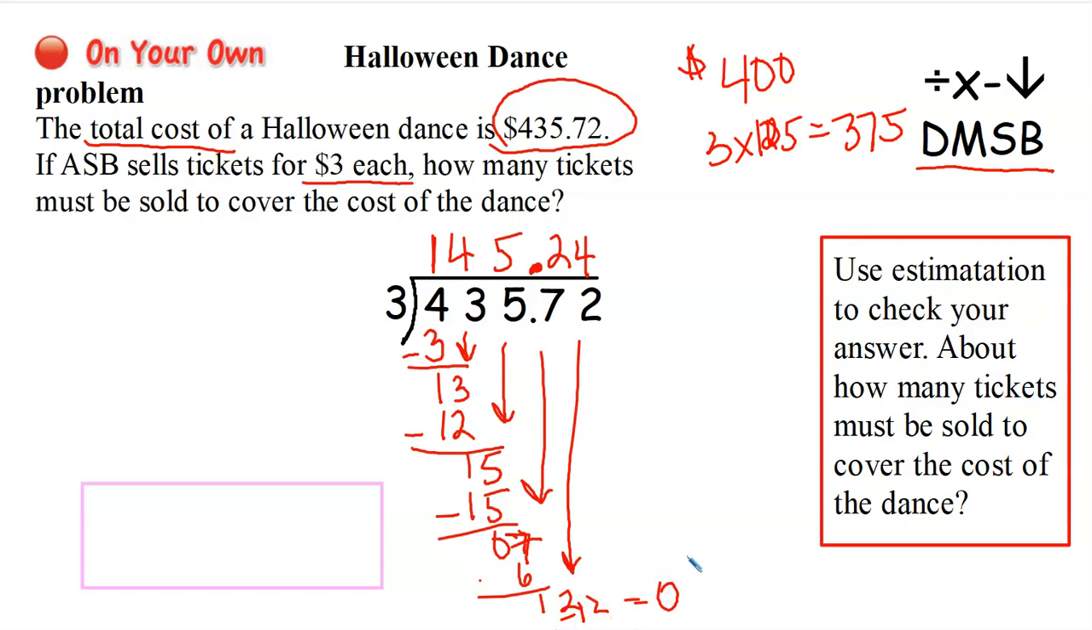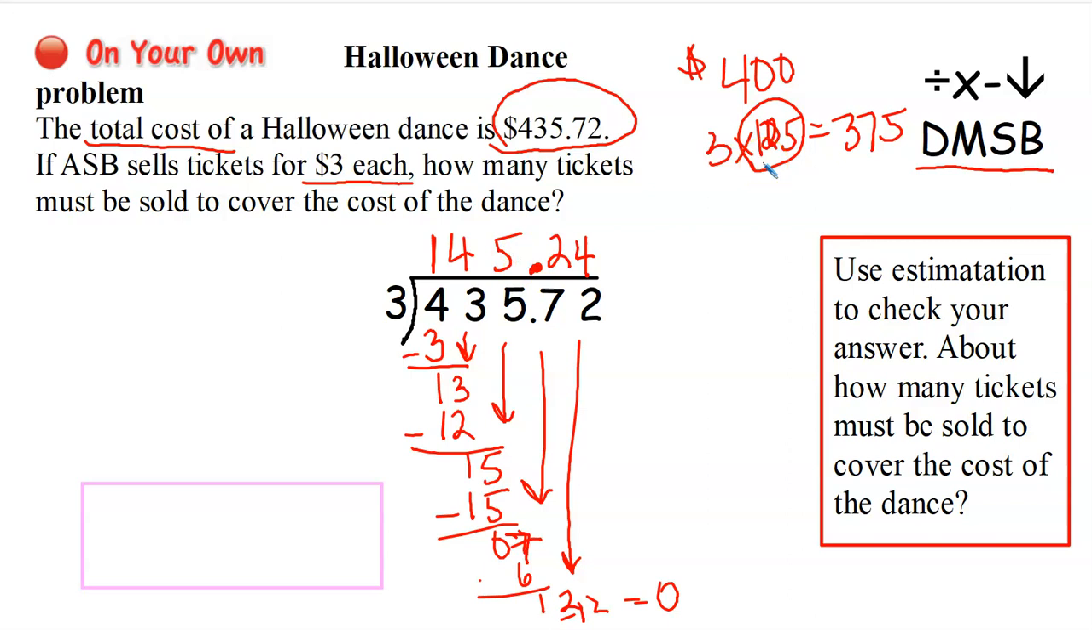I have no remainder. So my answer is, this is kind of weird, right? It looks like I have to sell 145 tickets. Our estimate was 325. That was just guessing 3 times what gets me close to 400. So 145, not super close to 125, but I think that makes sense.